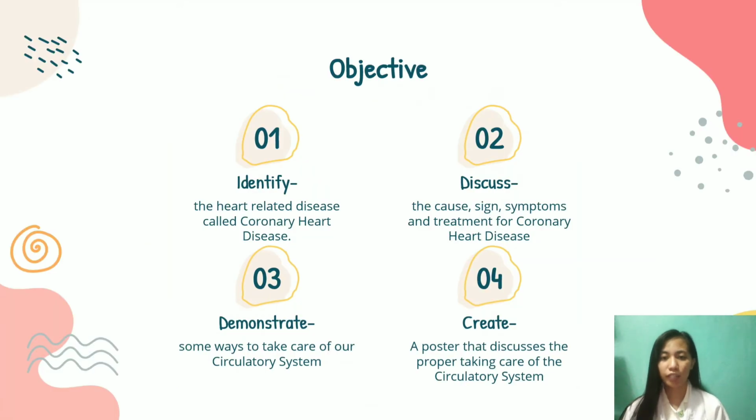So, the objective of this discussion is first to identify the heart-related disease that is so-called coronary heart disease. Second is to discuss the cause, signs, symptoms, and treatment of coronary heart disease. Third is to demonstrate some ways to take care of our circulatory system. And last, to create a poster that discusses the proper taking care of our circulatory system.